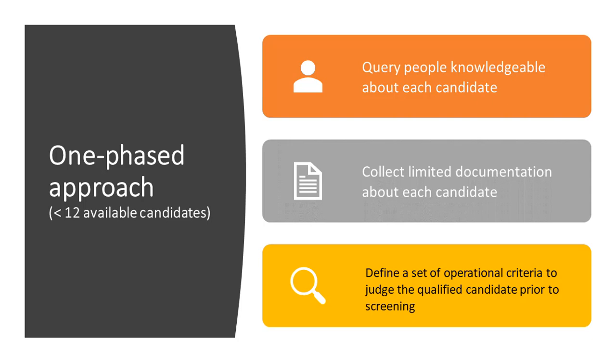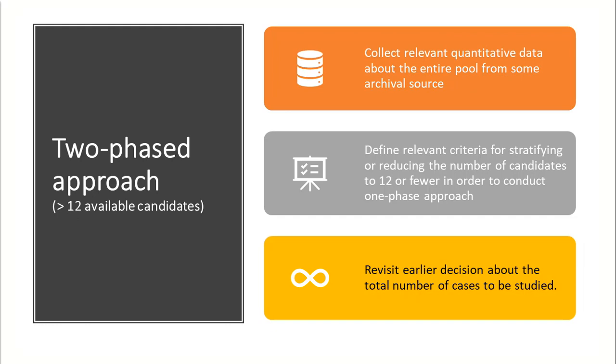For two-phased approach, you often face more than 12 available candidates. In this way, you can collect relevant quantitative data about the entire pool from some archival source. You can also define relevant criteria for stratifying or reducing the number of candidates to 12 or fewer in order to conduct a one-phased approach.